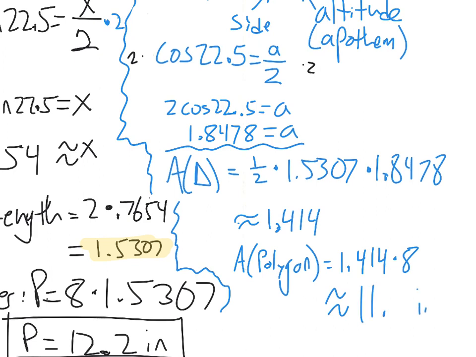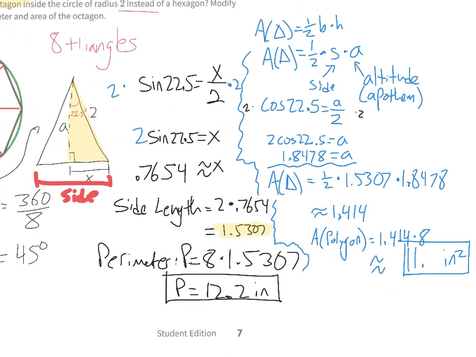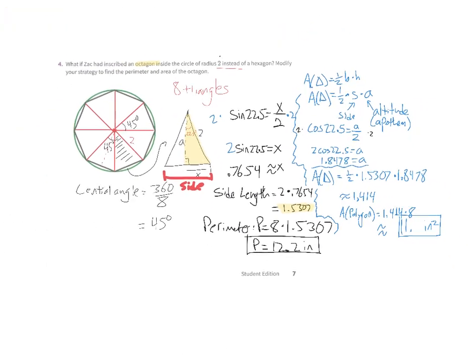And that is square inches. All right, so what we did is we needed to find the apothem. We needed to find the side length, which we already had from before. So once we have the side length and the apothem, then we can multiply that, find the area of the triangle, and we can take that, multiply it by the number of sides, 8 sides in this case, to find the polygon.